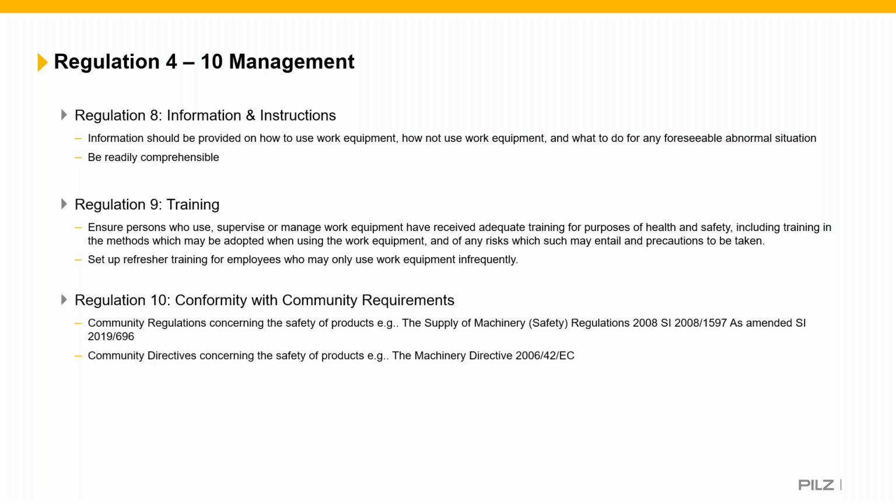Regulation 10, the last one in this section 2, looks at conformity with community requirements. So, for example, if we look at supply machinery safety regs, is there a UKCA mark on there, or is the machinery directive applicable and there's a CE mark or something like that? So normally this would be on a plate affixed onto the machine so that you can check if there is that available, and whether there's a declaration of conformity that you can look at to see which standards and things have been applied to the machine.